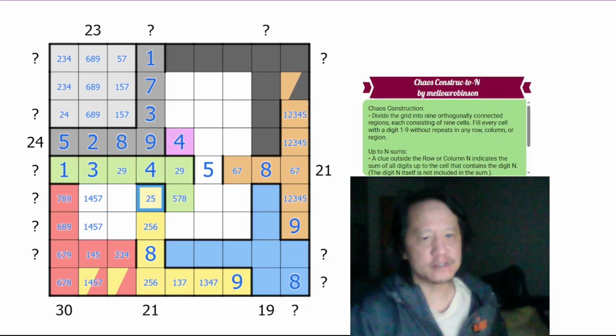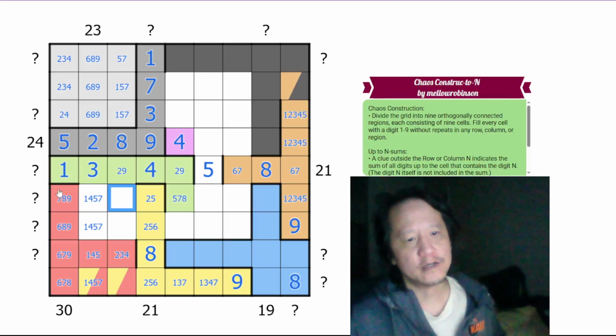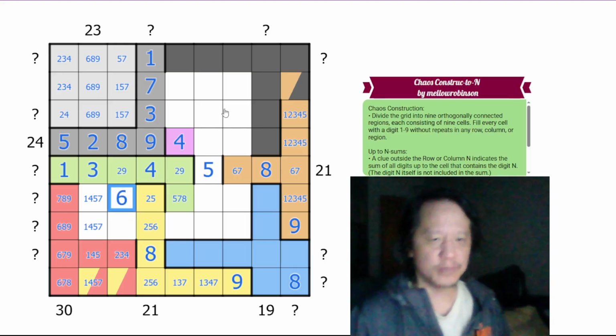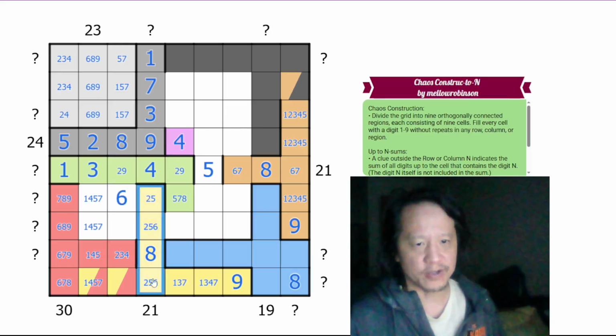So this can't be 6. We need a 6 then to be the last digit. So this is 6 here. It cannot be yellow because we have a 2, 5, 6 triplet in yellow. So this has to be green. So this must be red and red there.